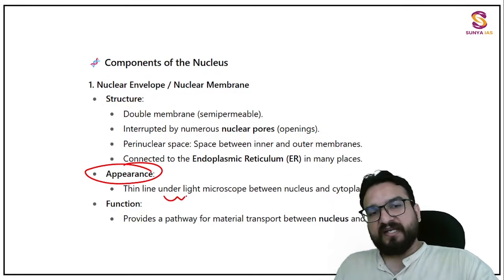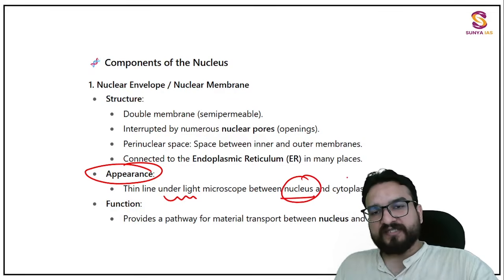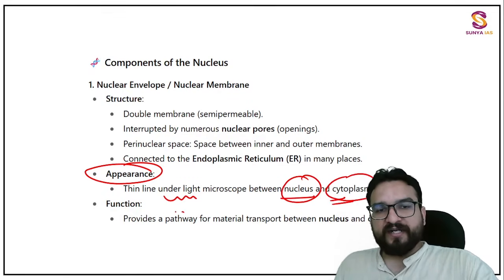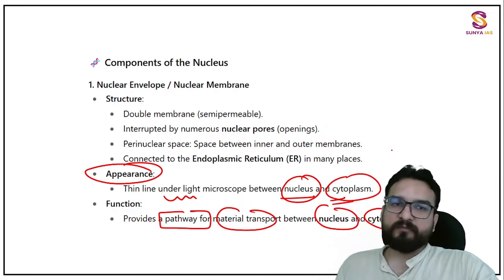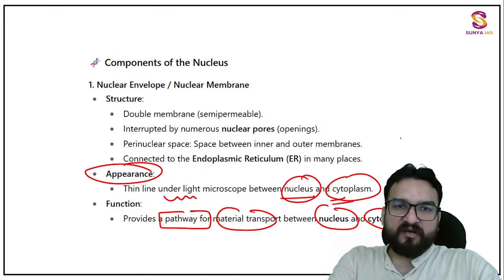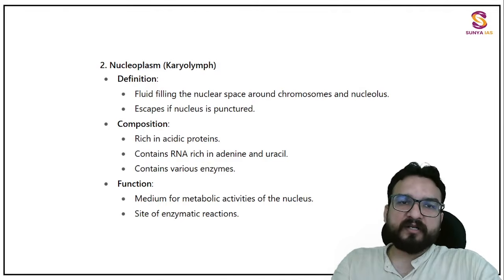Appearance: thin line under light microscope between nucleus and cytoplasm. It provides a pathway for material transport between nucleus and cytoplasm. Over here you will be finding, okay? Because it provides this function, you will be looking at the nuclear envelope and nuclear membrane.